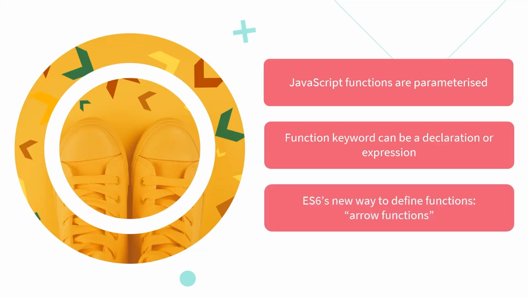Now, ES6 introduced an important new way to define functions without the function keyword. Arrow functions have a particularly compact syntax and are useful when passing one function as an argument to another function. We will talk about the arrow function in detail a little bit later in this module.